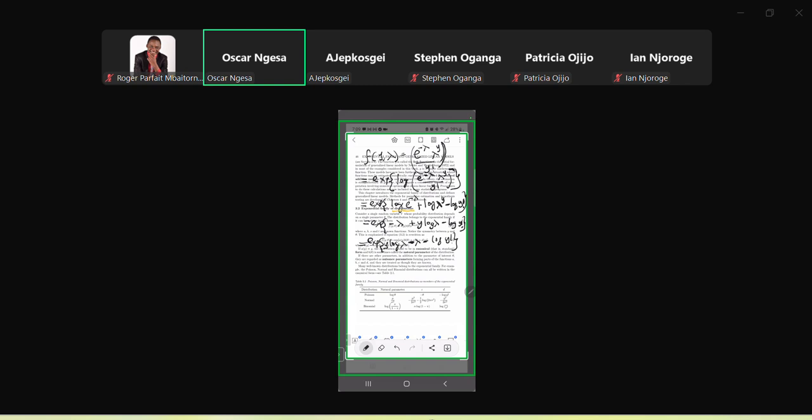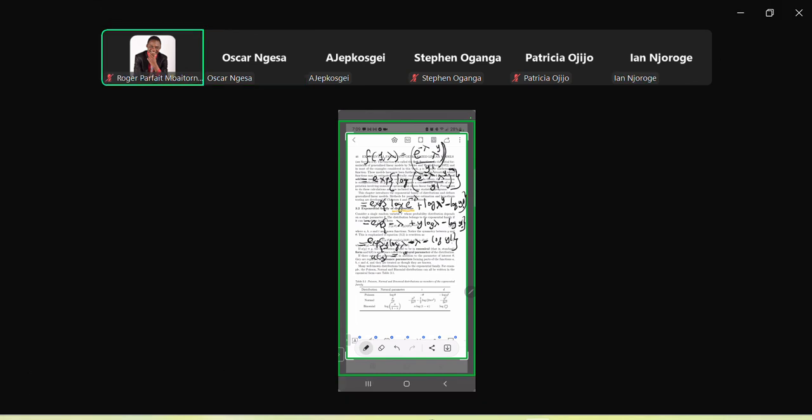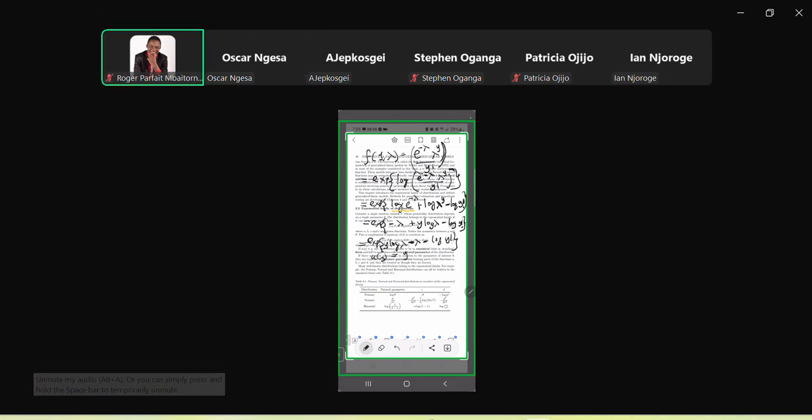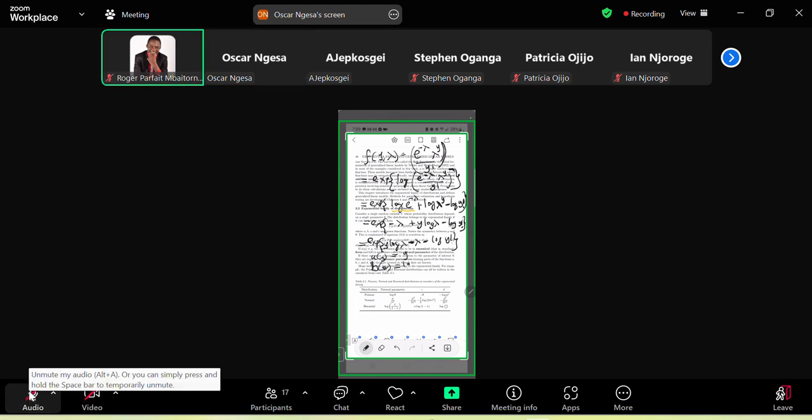In that case, what is a of y equal to? It is y. What about b of theta? Log lambda, correct. C of theta?